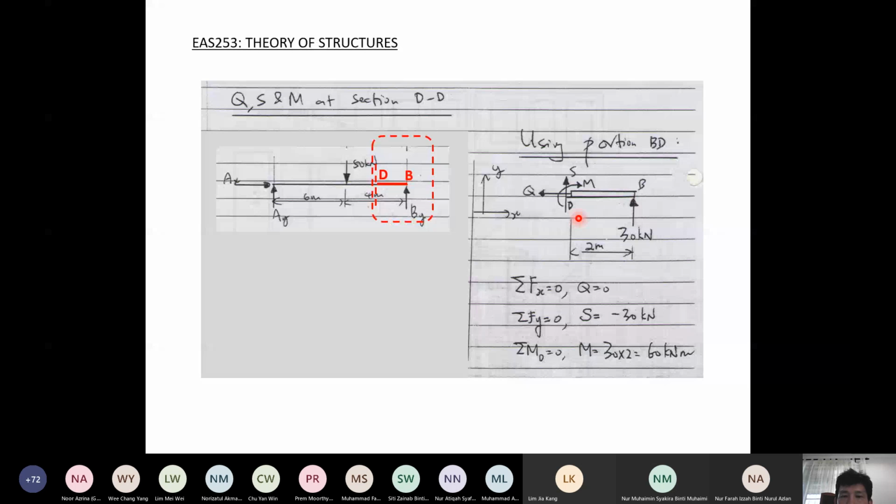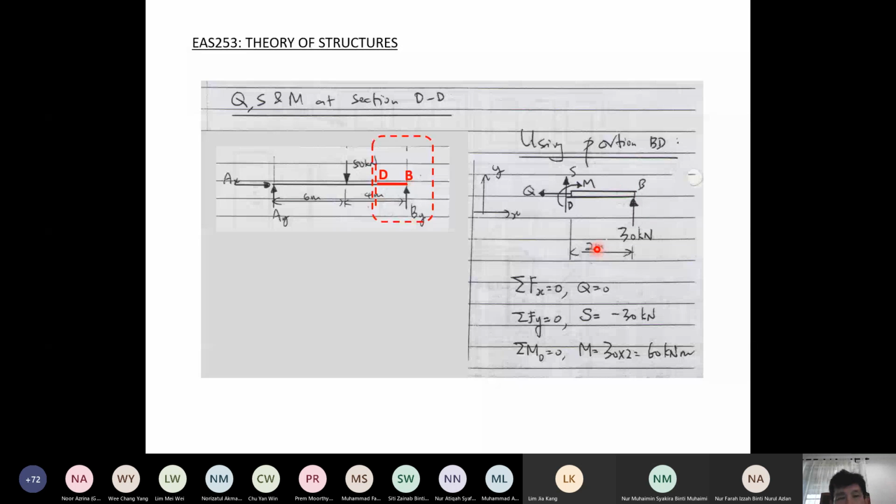So apply the equilibrium equations again, you will get the same answer if you use a consistent way of indicating the directions of Q, S, and M, whether you are using the right-hand side of the cut or the left-hand side of the cut. So this is just a revision of what you have studied.